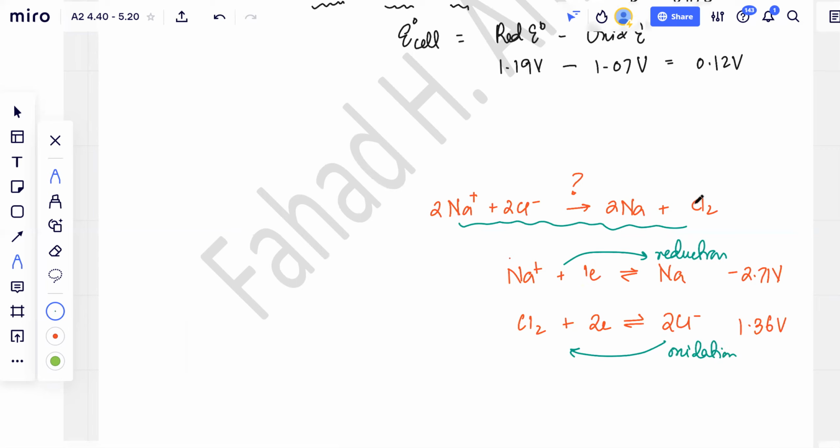So I'm not going to decide myself. I'm just following what the equation is doing. I've chosen the direction according to the equation that they've given us. Now I'm going to try and calculate the E naught cell. The E naught cell is the reduction potential, which over here is minus 2.71, minus the oxidation potential, which over here is 1.36. And that gives me minus 3.97 volts, I think, which is extremely negative.